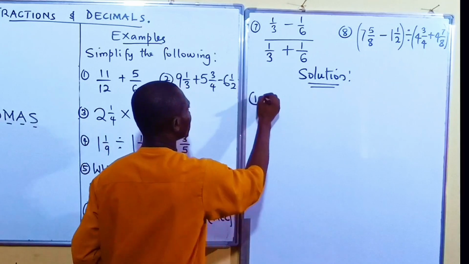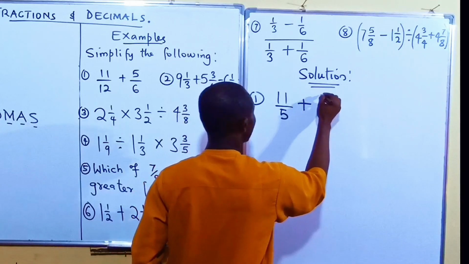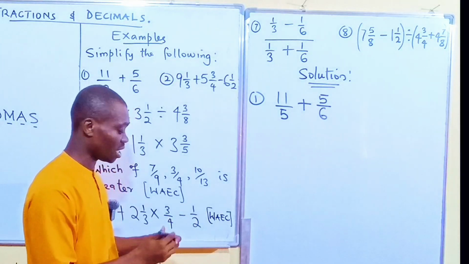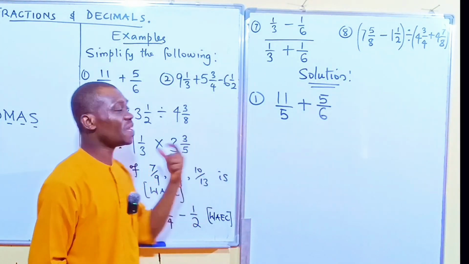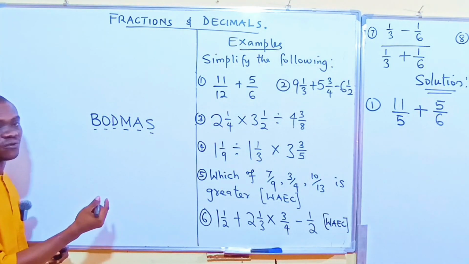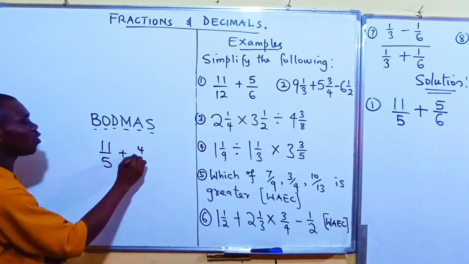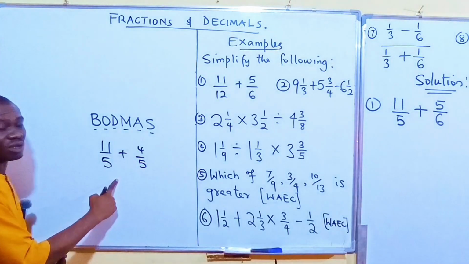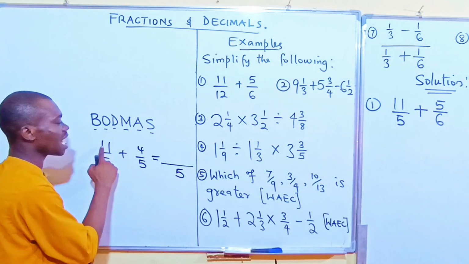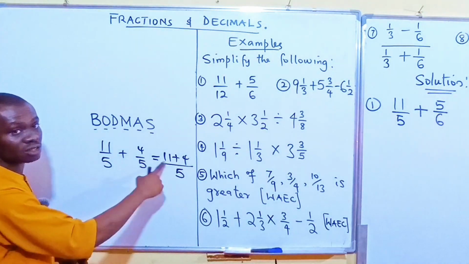For the first one, we are told to simplify 11 over 5 plus 5 over 6. Another thing that is important to note when it comes to simplifying fractions is that the basic ones we did maybe while in junior or primary school, we call them similar fractions. You can have something like 11 over 5 plus 4 over 5. Here the denominators are the same, and when the denominators are the same, all you need to do is pick one of them and then add the numerators. So you have 11 plus 4, and if it is subtraction, you pick one and subtract.